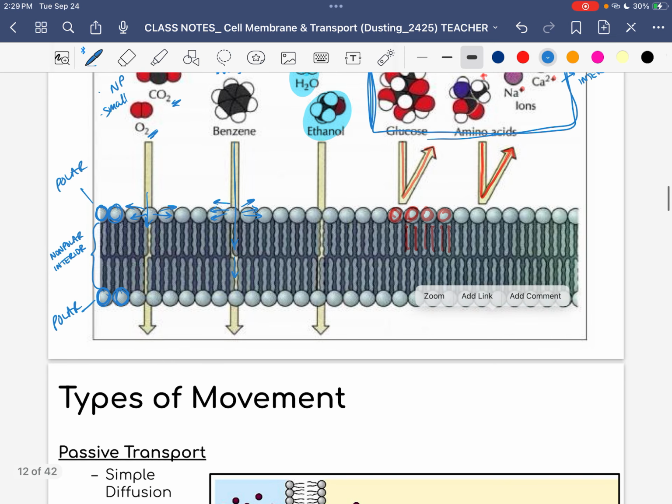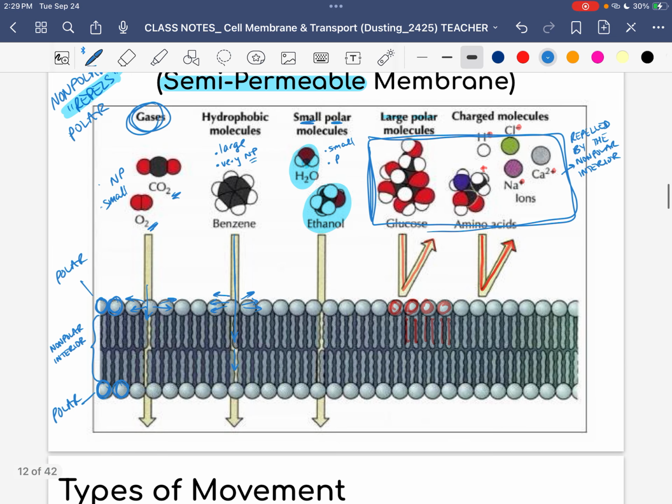Okay, so gases are able to go through. Hydrophobic molecules are able to go through. Small polar molecules are able to go through. But large polar molecules and charged molecules are not able to go through.